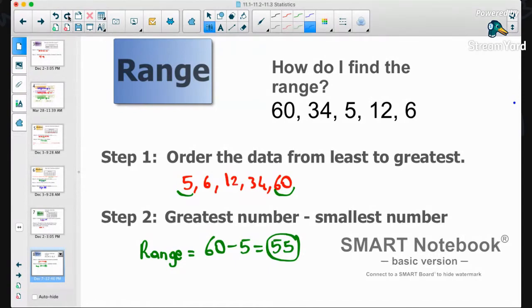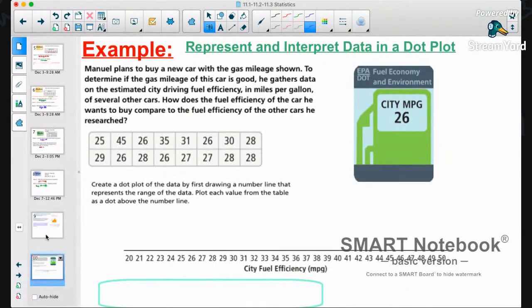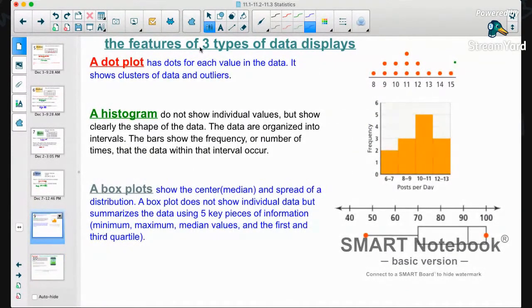Let's continue. In the second part of statistics, we are going to learn the features of 3 types of data displays. In statistics, generally, we use 3 types of data display. One of them is the dot plot. What does that mean? A dot plot has dots for each value in the data. It shows clusters of the data and outliers. And this is the display of a dot plot.